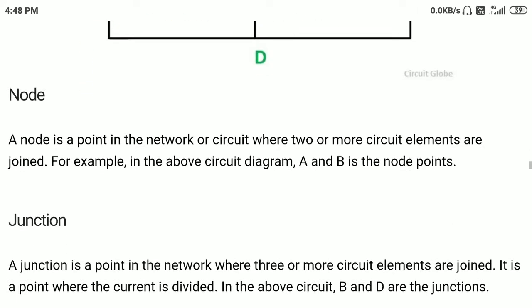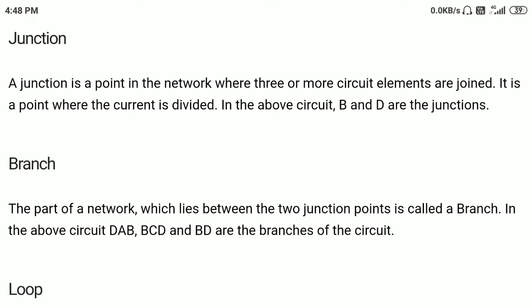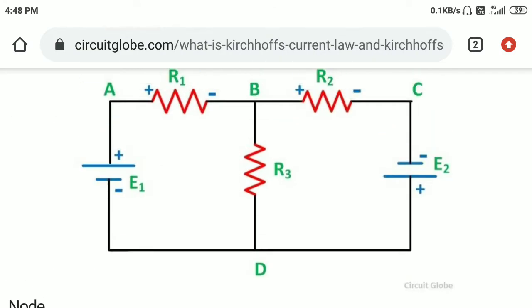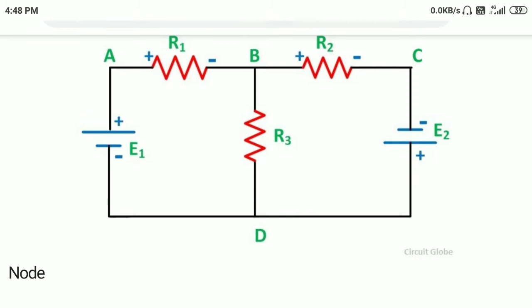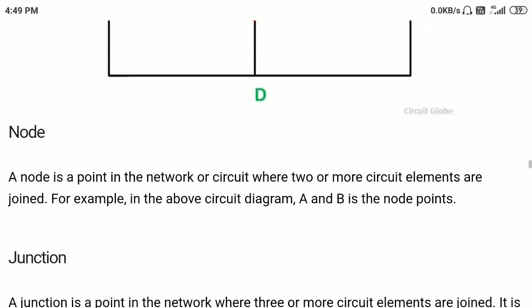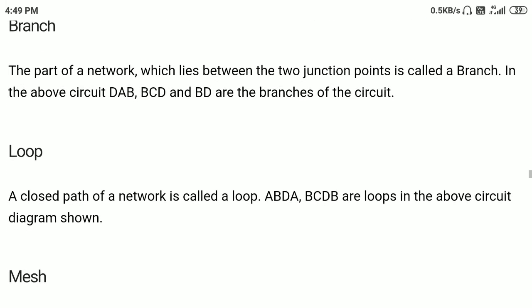Here the loop is BCDB. BCDB is another loop. It is a closed path. So here ABDA is a closed path loop, and B, C, D, B is a closed path loop. This is the closed path loop. So now, mesh.